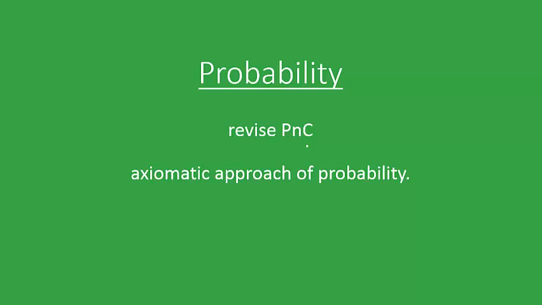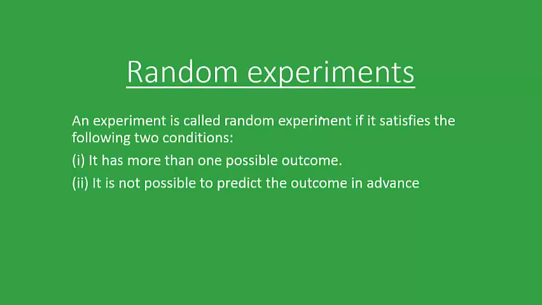Before moving on to the concepts of probability, I would like you to revise the general concepts of permutation and combination, which I call PNC for short. Do look at them because they will be extremely helpful in solving some of the questions in this particular probability chapter. So let's now move to the concepts of probability.